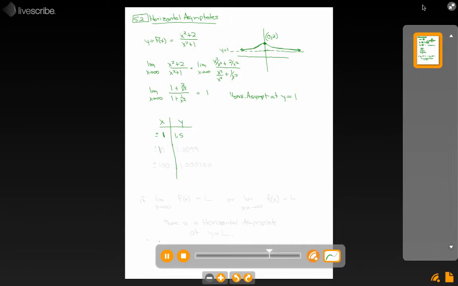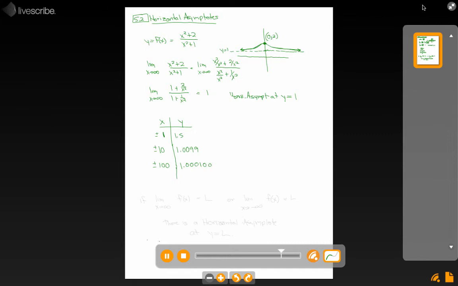If I try putting in a number like 10, plus or negative 10, I get a number 1.0099 something. You can get as carried away as you want to, but put in a number like 100 and it gets even closer, 1.0001 something. Put in 1,000 and it's even closer and closer and closer. So you can see that as numbers get further and further to the right or to the left, this graph does approach its horizontal asymptote at y equals 1.